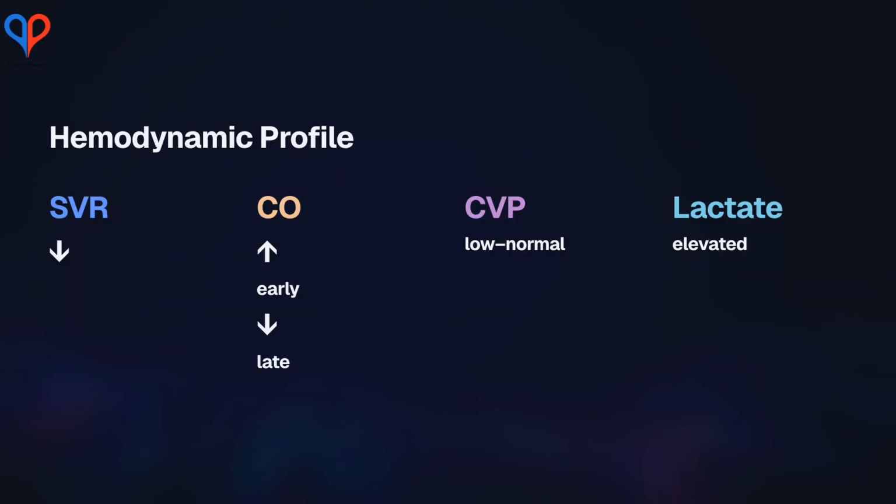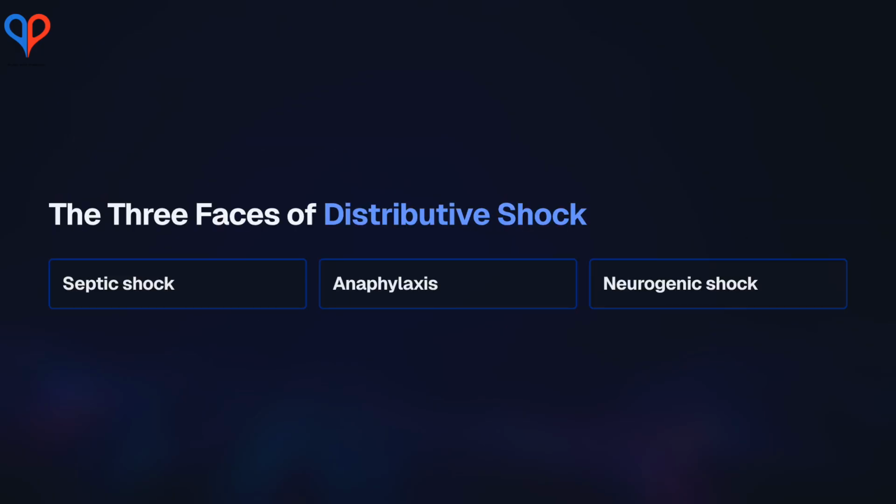Hemodynamically, these patients show low SVR with high or preserved output early, transitioning to low output as myocardial suppression and mixed shock evolve. Lactate elevation reflects both hypoperfusion and cellular extraction deficits. The distributive pattern emerges from distinct mechanisms: septic inflammation, anaphylactic mediator release, or neurogenic autonomic collapse. Each produces vasodilation, but with unique physiologic fingerprints.